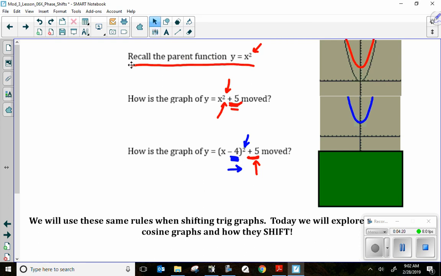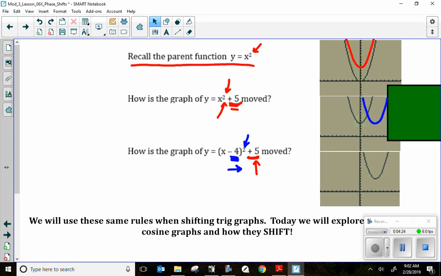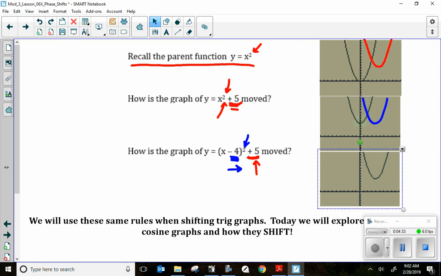I'm going to move right 4. I don't know, maybe somewhere like that. And that's exactly where our next parabola is, okay? So if I look at x squared, I'm going to move up 5 and right 4. And that is exactly where I am.